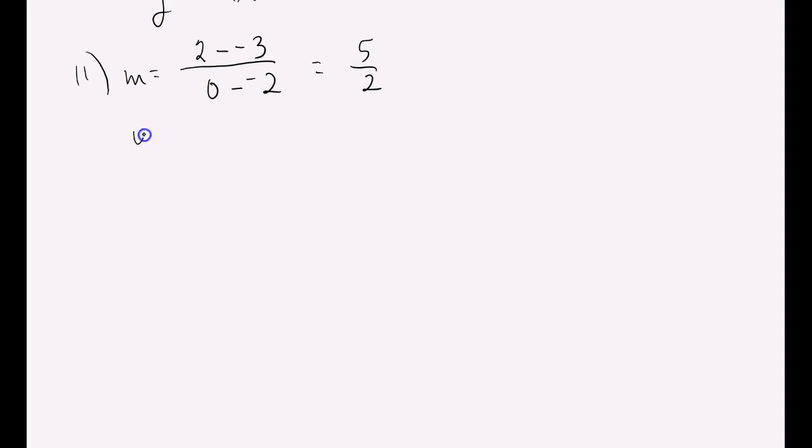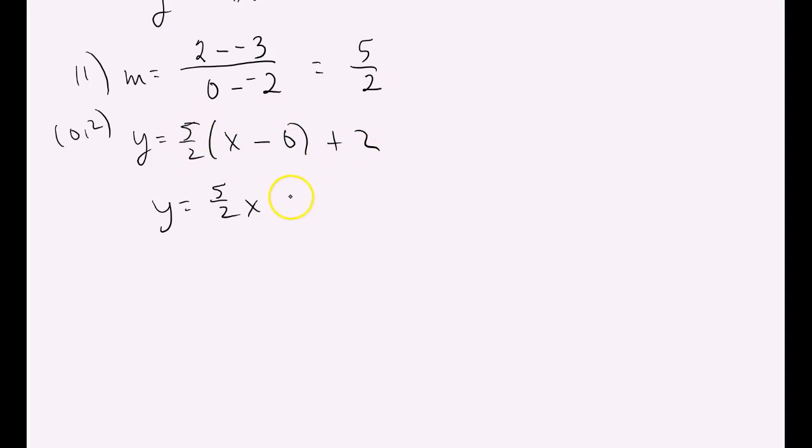So y is equal to m times x minus, okay, the easiest point for me to use looks like (0, 2). So you can use either point you want. I'm going to use (0, 2) because it looks easier. And then all I have to do is distribute. So 5/2 times x is 5/2 x. And then 5/2 times 0 goes away, and then I recopy the plus 2, and now I am done.